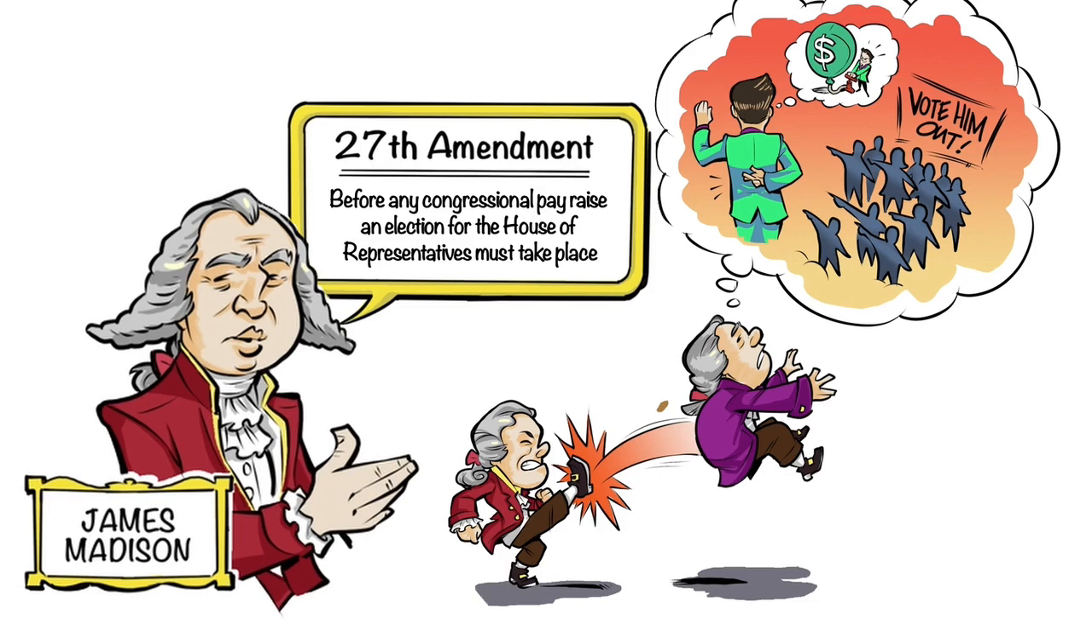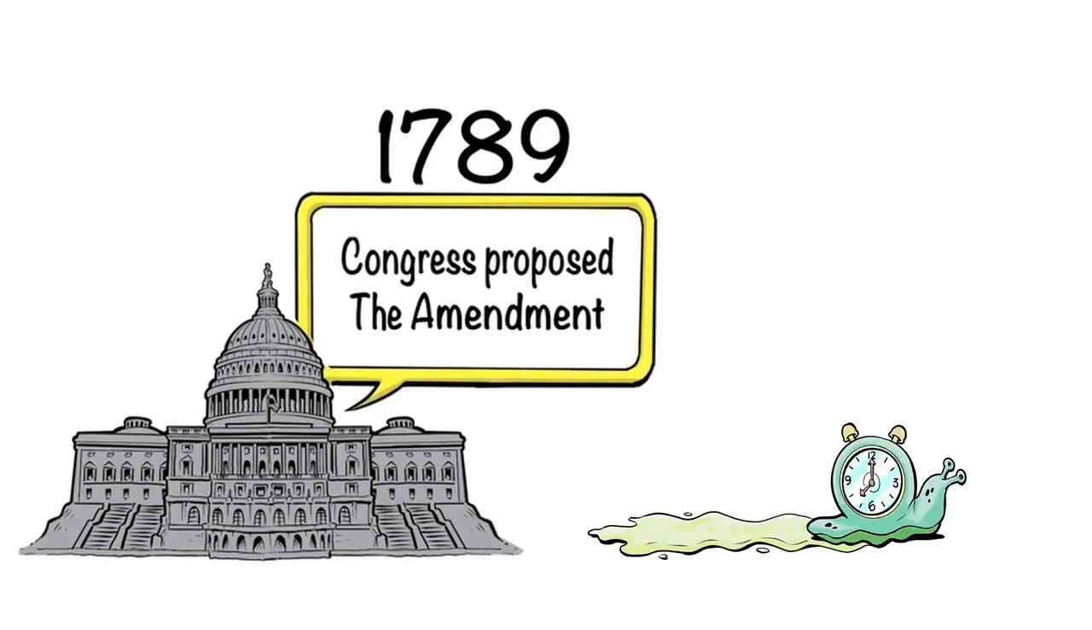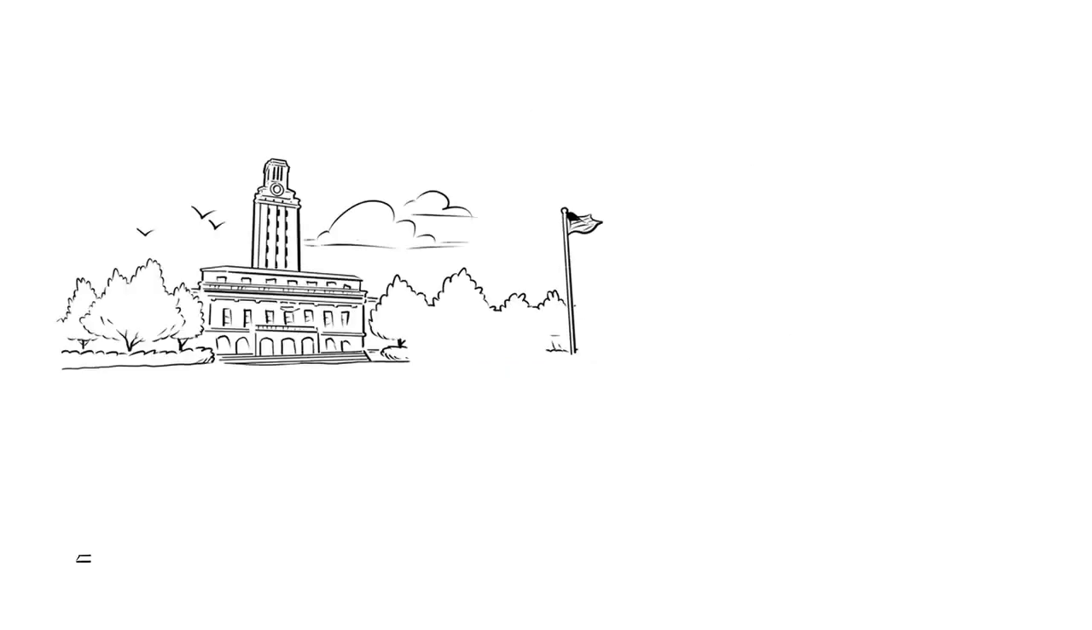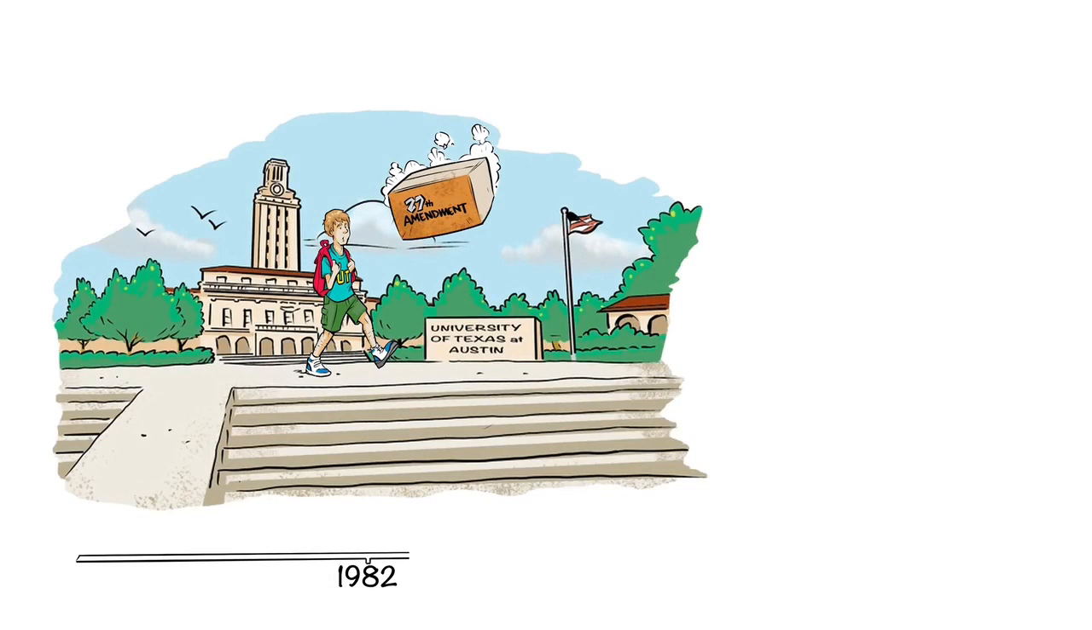So this was quickly ratified by the states? Yes and no. Congress proposed the amendment in 1789, but Congress failed to put a time limit for it to be ratified by 3/4 of the states. And this is where it gets interesting. In 1982, Gregory Watson, a student at the University of Texas, came across this long-forgotten amendment that had not been ratified by the required number of states.